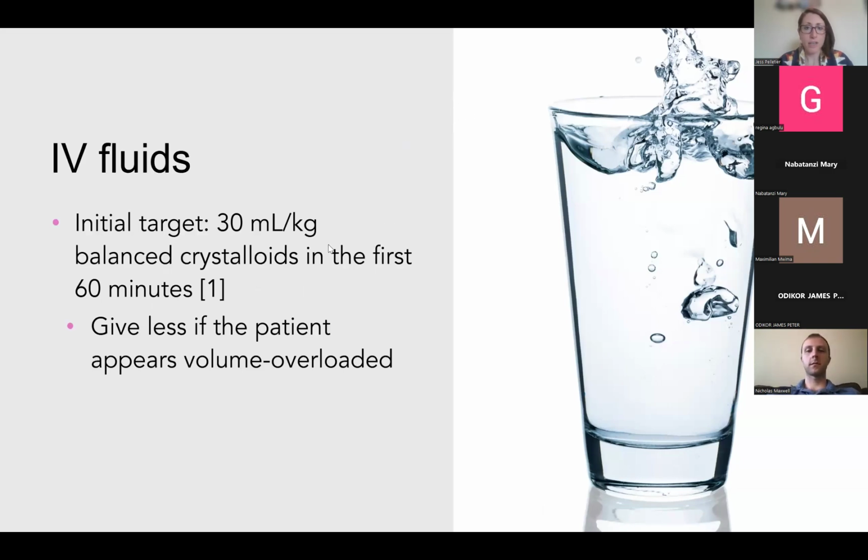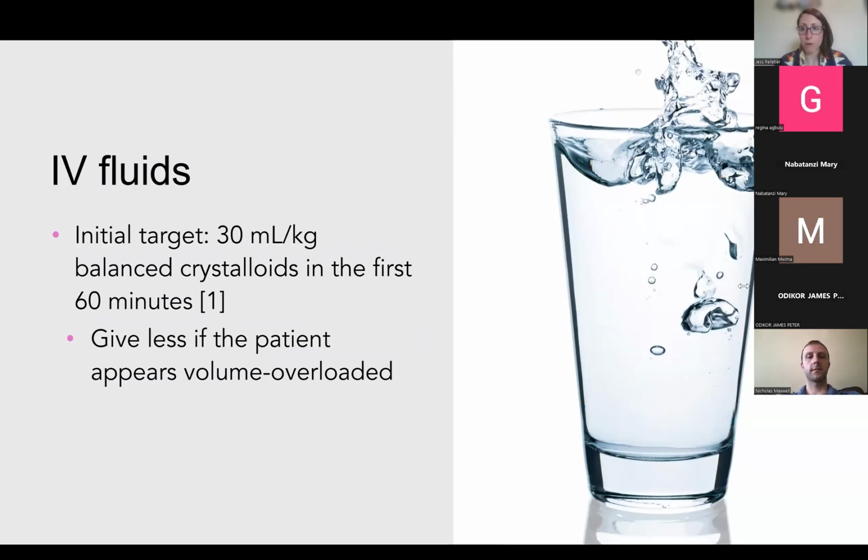Your initial target is probably going to be somewhere around 30 mLs per kilogram of balanced crystalloids in the first 60 minutes. And this is quite controversial, meaning you can't just say that there's one specific volume amount that's ideal for all patients. So for example, if I have someone with baseline heart failure who's coming in septic shock, I probably do not want to give them 30 milliliters per kilogram. That is a lot of volume. That's like 2 liters of fluid for a lot of people. And that person's going to drown, right? They're going to get pulmonary edema. And so I need to very carefully assess whether a large volume of fluids is needed or not.